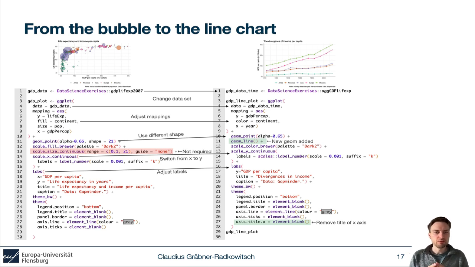There are only a few changes, such as changing the data set, changing the mappings, using different shapes, removing certain things we don't need, like for example the size specification on the left side. But in all, there are only very few straightforward changes that are needed, and a lot of things that can be kept the same. So although these plots look very different, once you've created the first one, it's very simple to create the second one. And that's a great thing about ggplot2.